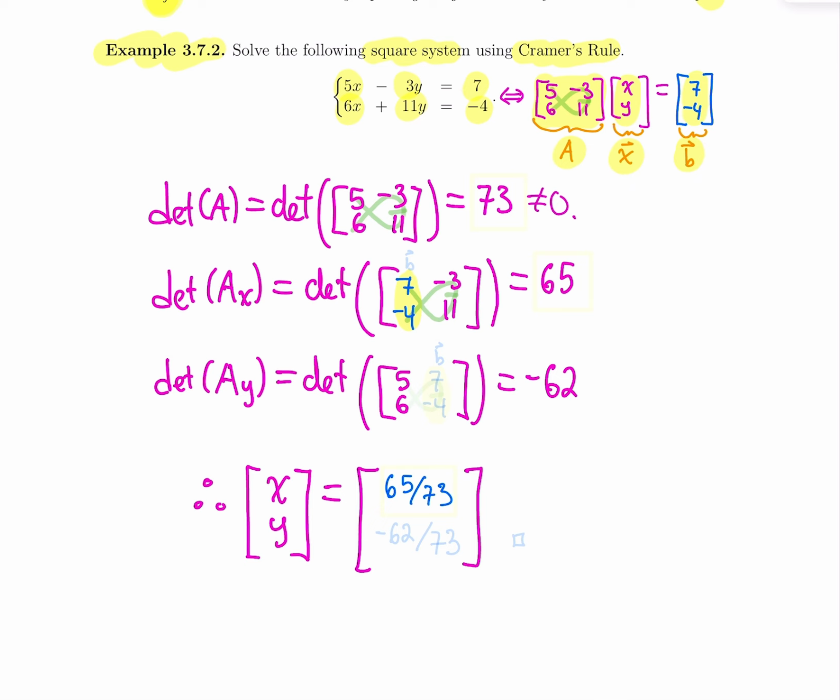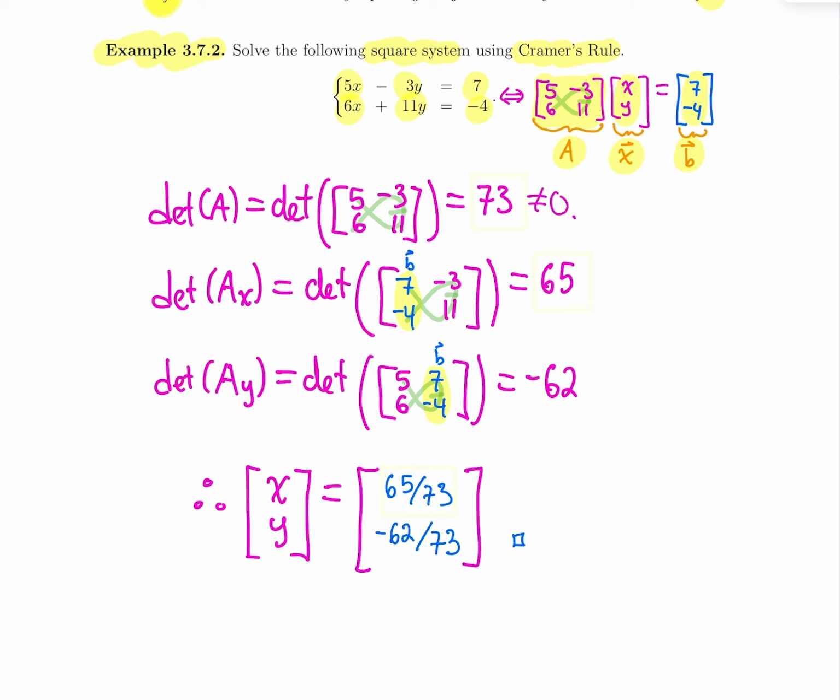And then again, for Ay, you replace the second column by B. Make sure you feel it. I'm just replacing the second column, so A2 or Ay, by B. I just want to make clear that I'm replacing that column by B here. And then it's time to fish. If you draw your fish, 5 times minus 4 minus 7 times 6, verify that this gives you minus 62. And then your value for y is minus 62 divided by 73. And that's your unique solution.